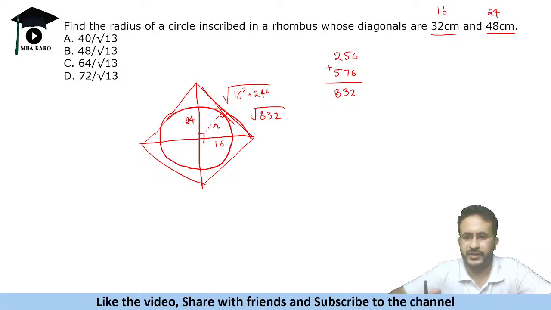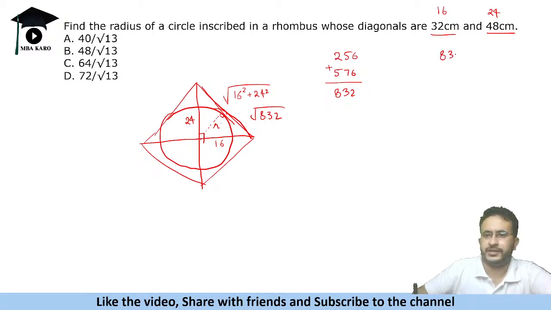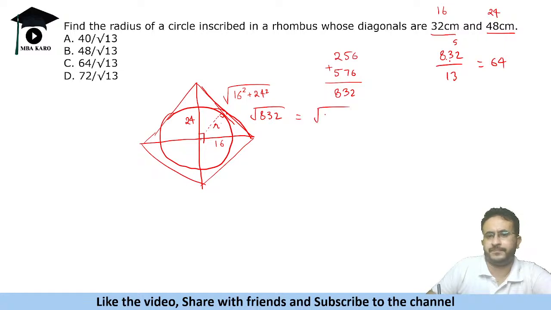So try to divide it by 13 and see what the possible values could be. Okay, let's look at the options. The options have root 13 in them. So 832 divided by 13: 13 sixes are 78, 5 remains, 52 is 4 times. So 64 into 13, basically 8 root 13. So this side length is 8 root 13, right?